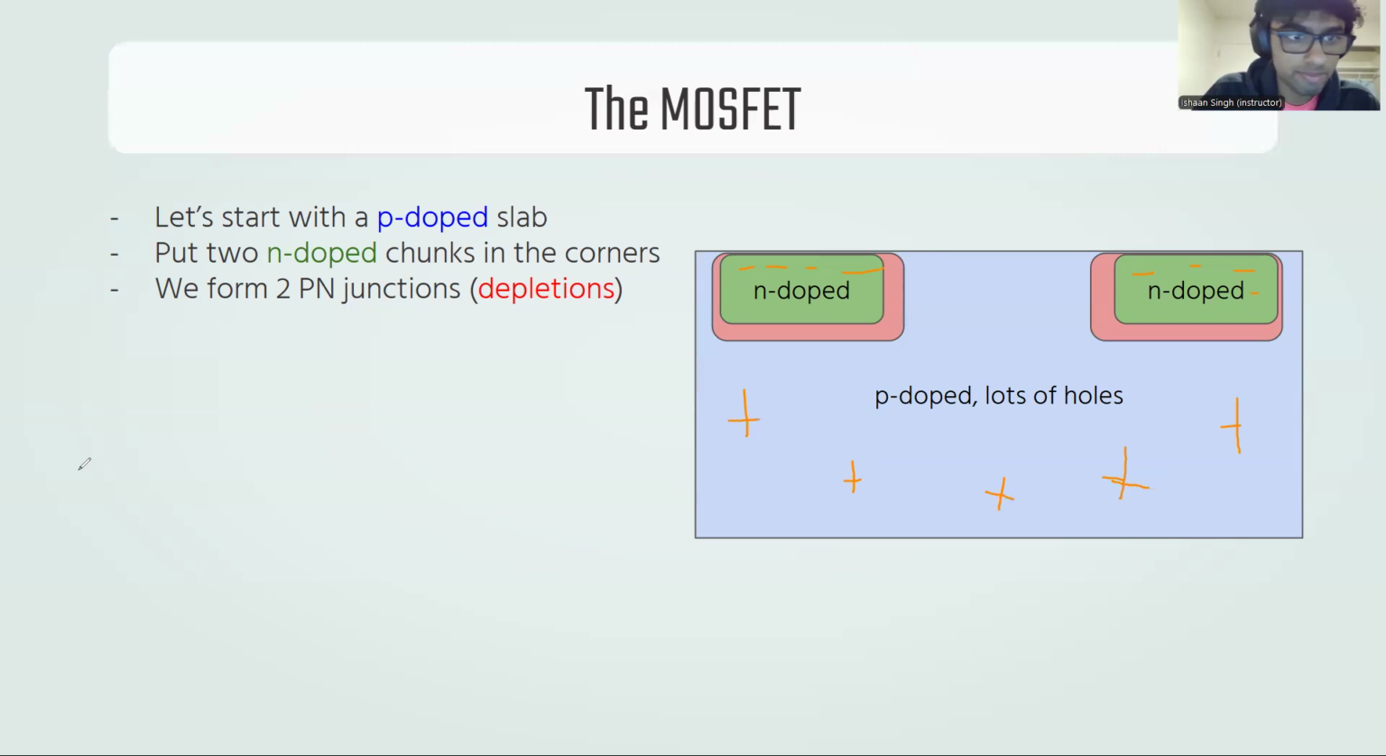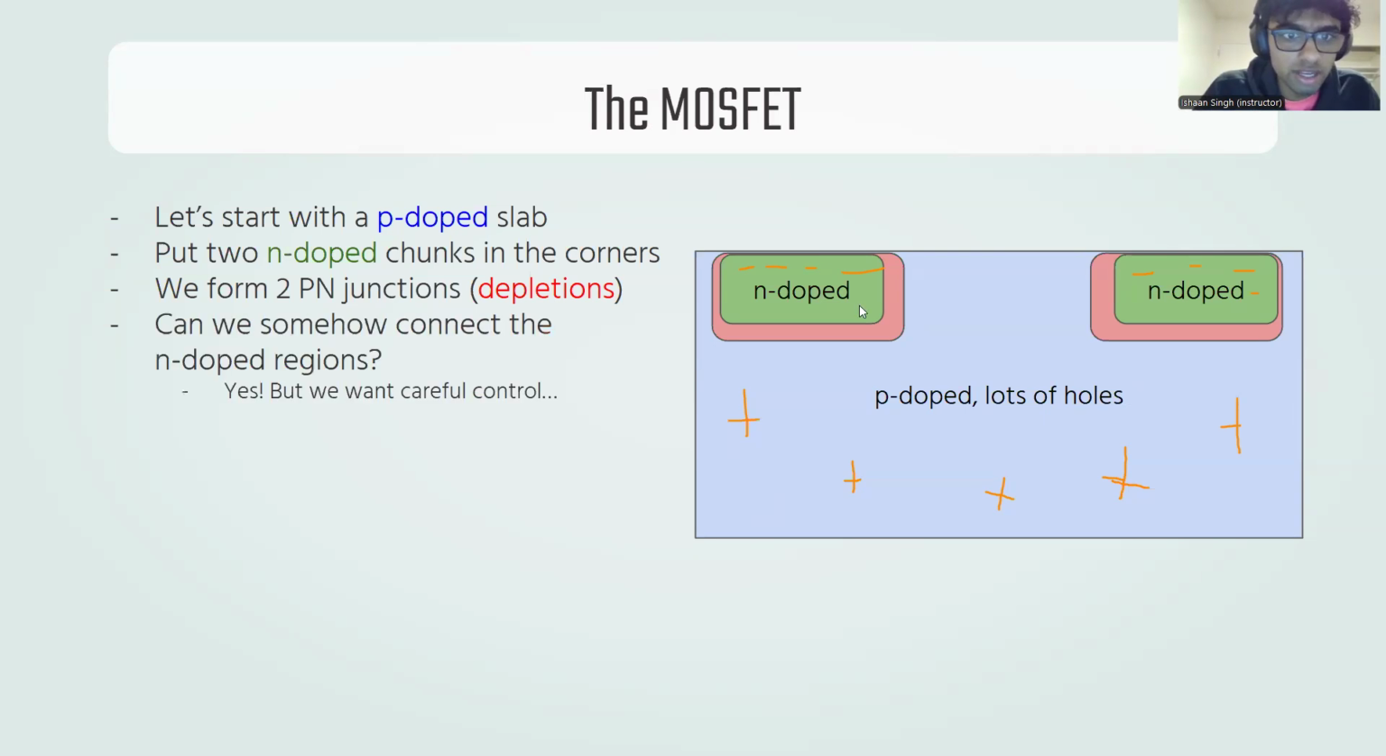Now we form these 2 depletion regions between these junctions. You see how there are p-n junctions here? It's the exact same thing as before, it's just that now the p-n junction is inside the p-doped material because we put an n-doped little region into it. Now, is there a way for us to connect these n-doped regions? I want electrons to flow from there to there, because then maybe I can attach a wire to each and have a circuit. And if electrons can flow between these regions, then maybe I can control that electron flow very carefully.